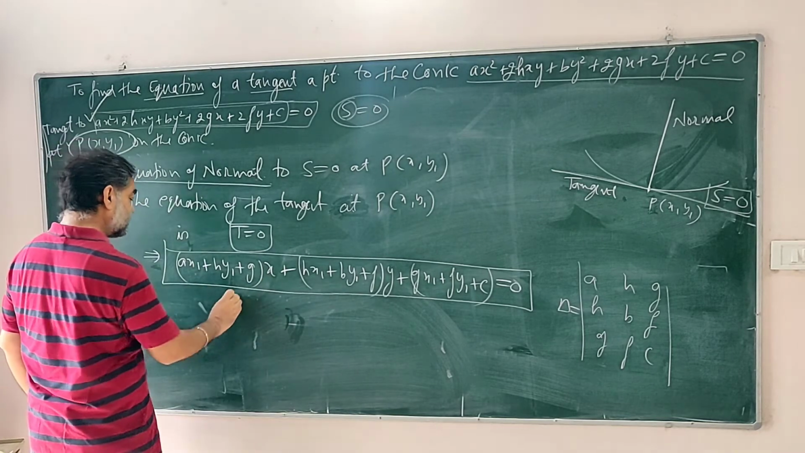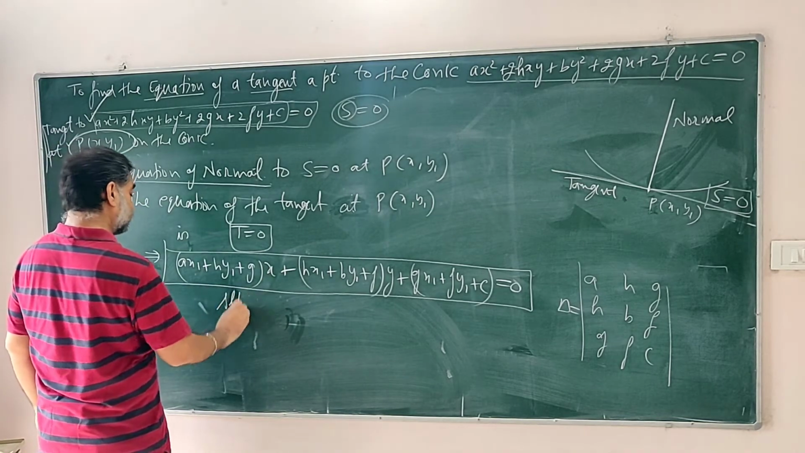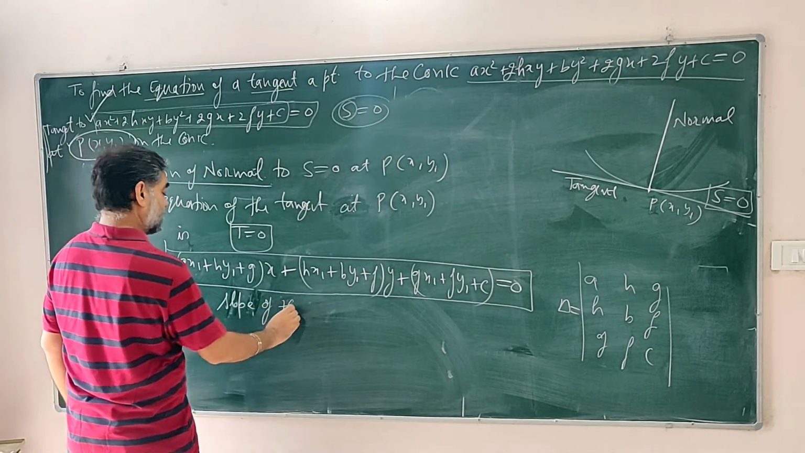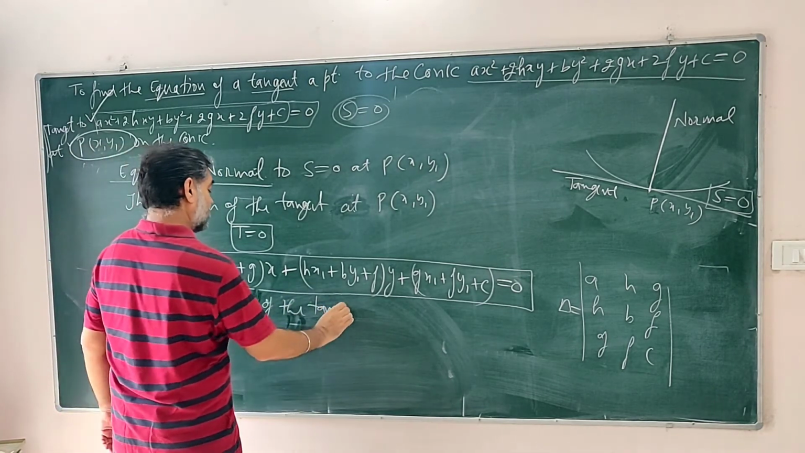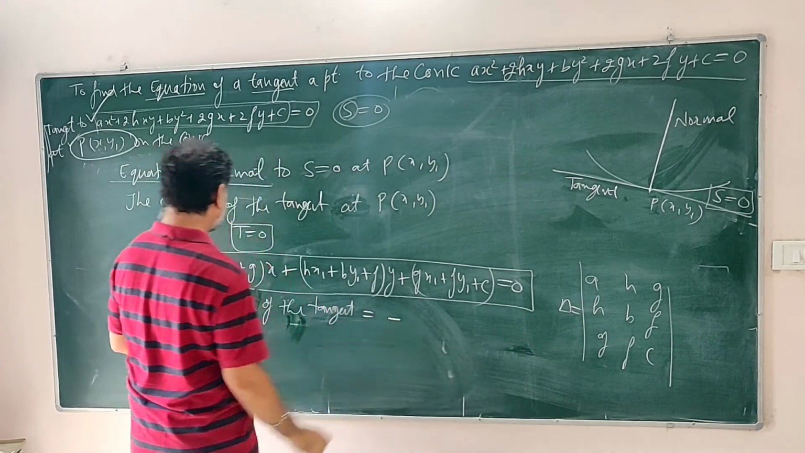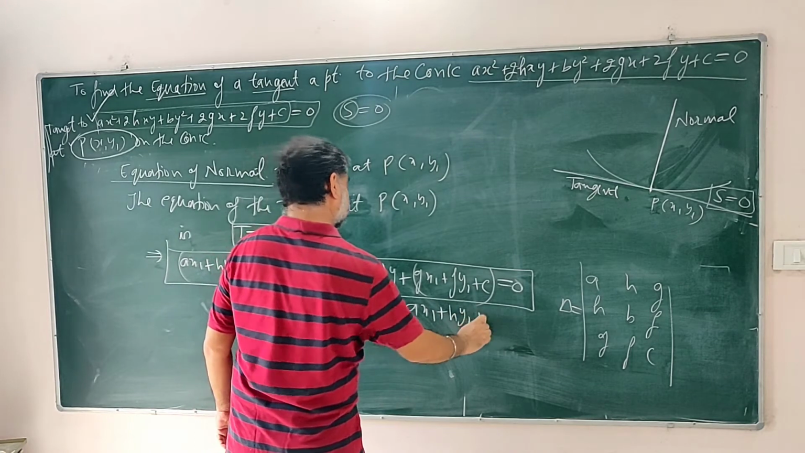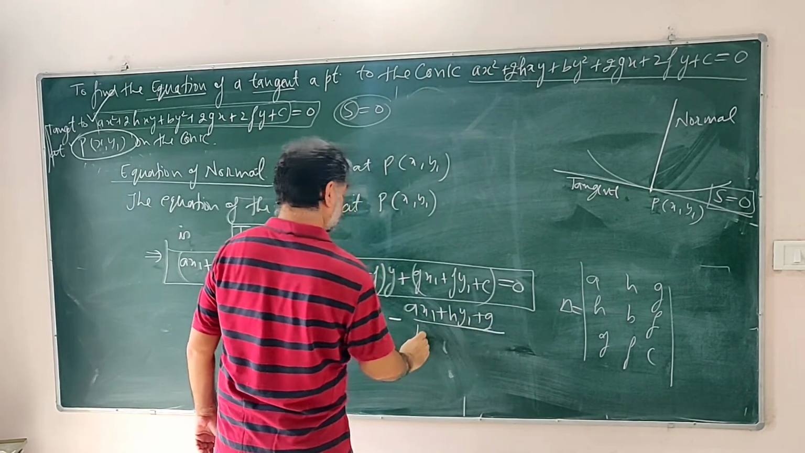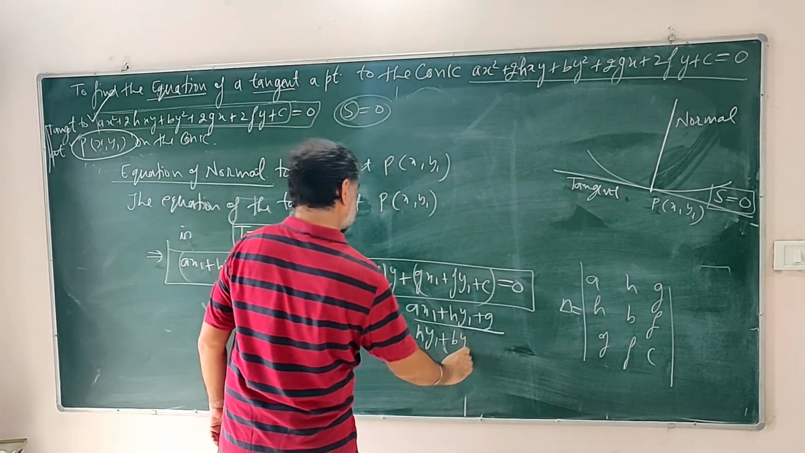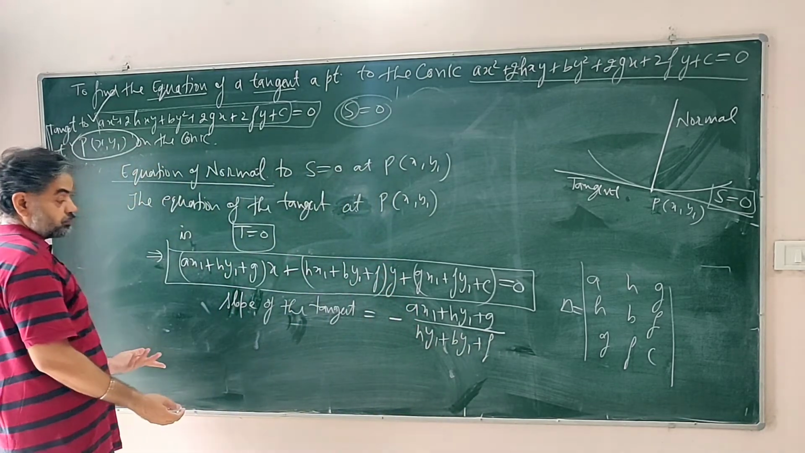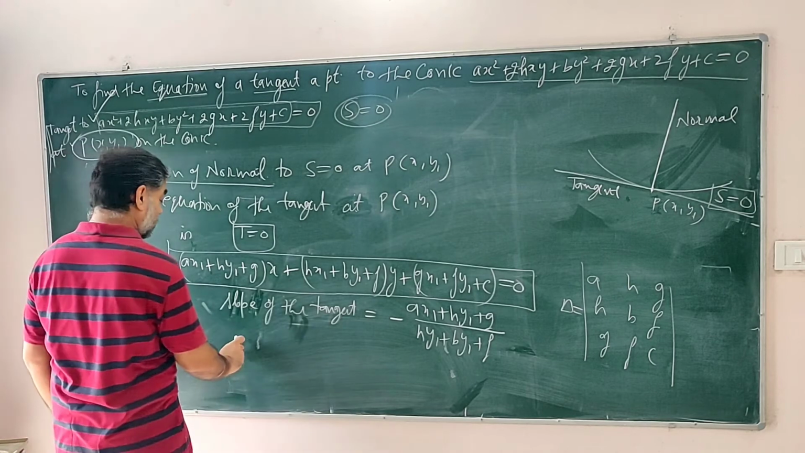What is the slope of this tangent? The slope of this tangent is equal to minus the coefficient of x divided by the coefficient of y. So what is the slope of the normal?